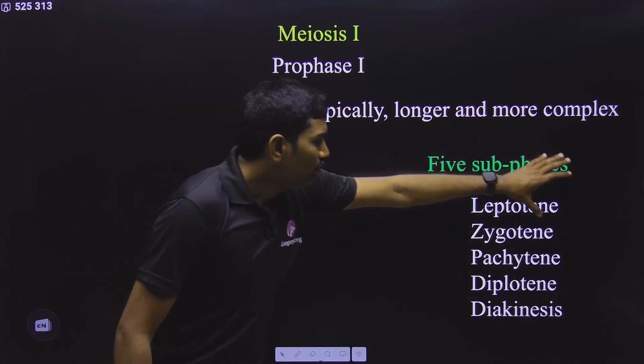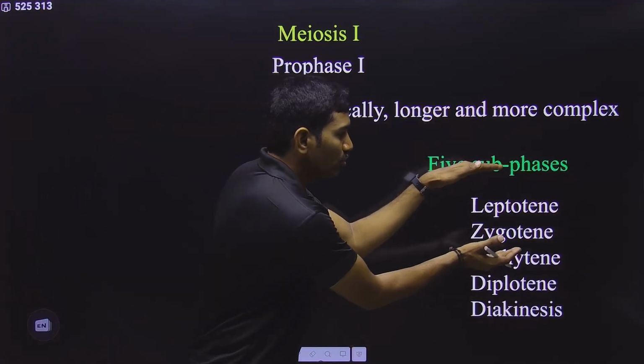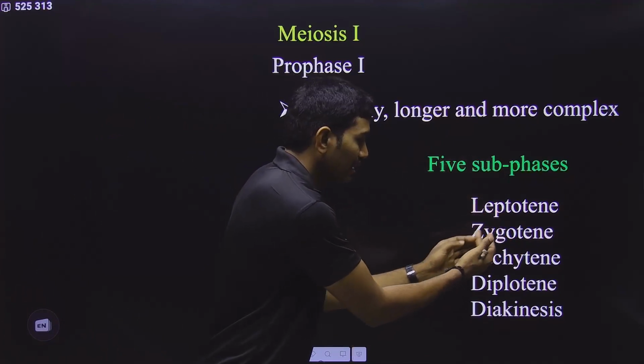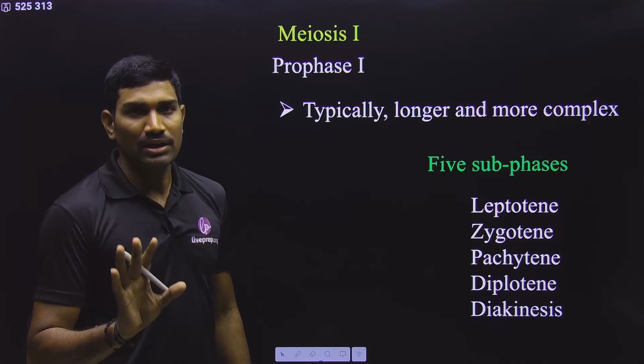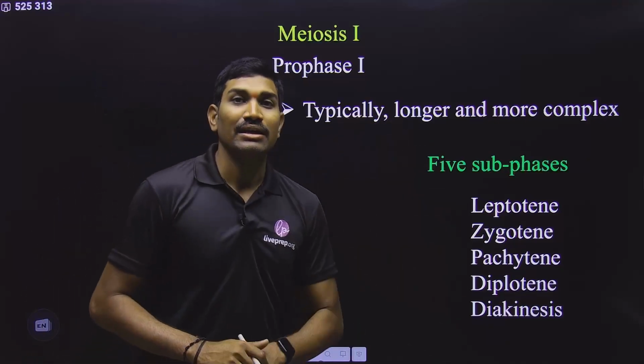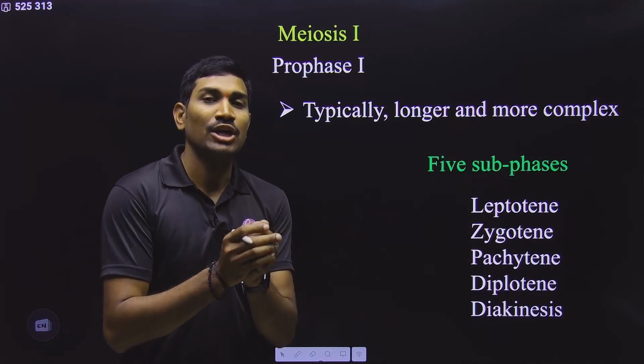Because what is the overall aim of this prophase 1? Let us understand. Homologous chromosomes should undergo pairing, recombination should occur, and then they should separate. Understood or not? Why is it a little bit longer? Because some complex processes are taking place here. And what is the overall summary of this?